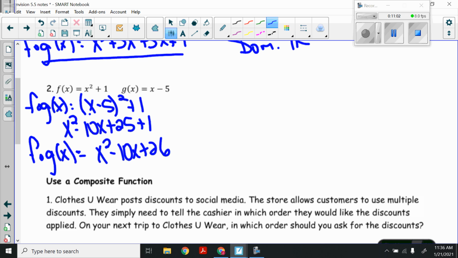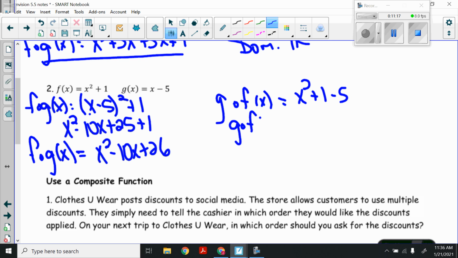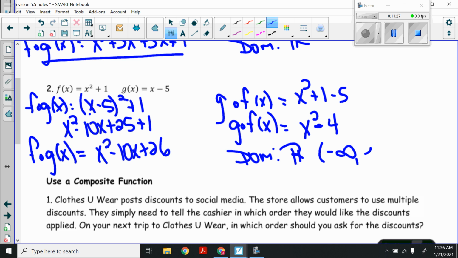No domain has been restricted there, so I'm looking at all reals. Now we're going to go the other way, g of f of x. Start with the f and plug that in here, so x squared plus 1 minus 5. Combine like terms, so I get x squared minus 4. Again, that's a parabola, x squared, and I can plug in anything I want, so the domain of both of these is all reals, or negative infinity to infinity.